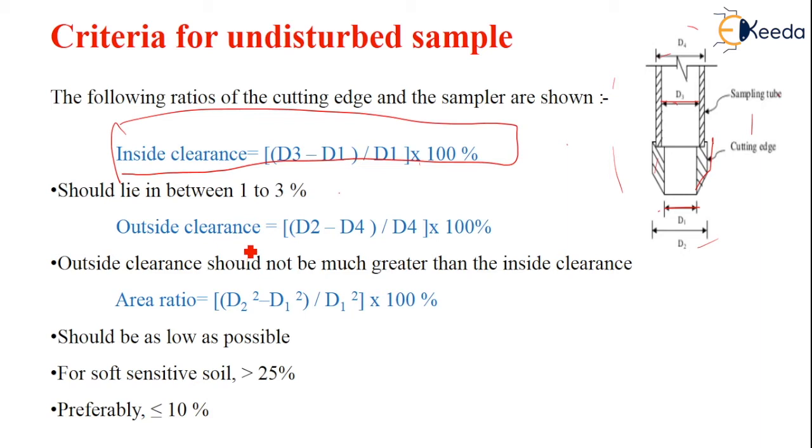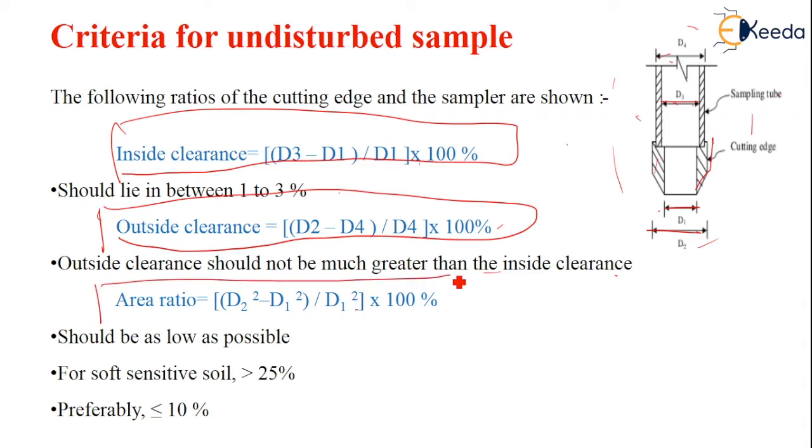What is outside clearance? (D2 minus D4) by D4 into 100. Outside clearance should not be much greater than the inside clearance. What is area ratio? (D2 square minus D1 square) by D1 square into 100. This is nothing but the area ratio. It should be as low as possible. For soft sensitive soil, it is greater than 25%. Preferably, it is less than or equal to 10%.